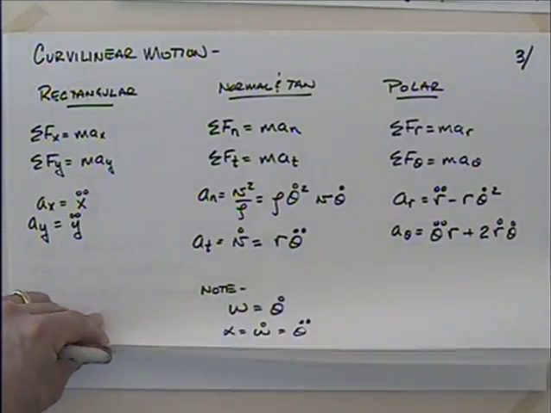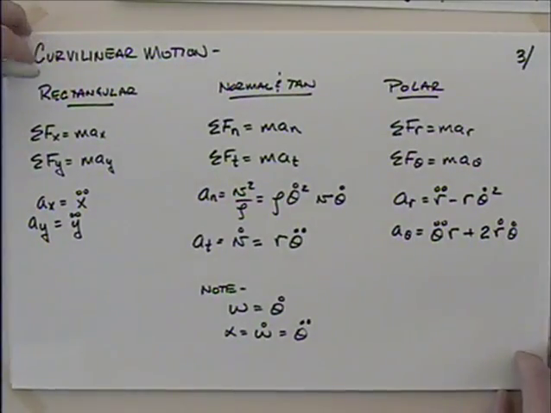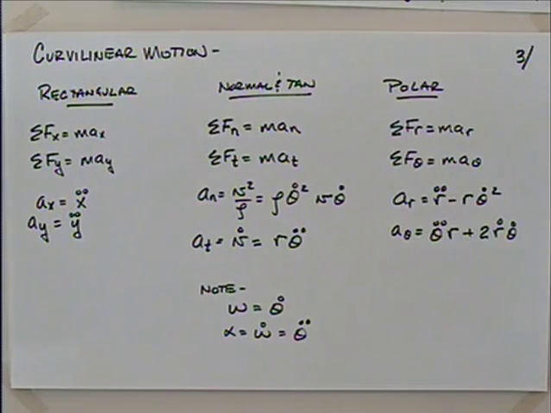Well, the next set of problems we're going to deal with is curvilinear motion, things not moving in a straight line, so starting to move around some sort of a curve. And if you remember our conversation in kinematics, we looked at breaking curvilinear motion into three pieces, or analyzing it with three different coordinate systems.